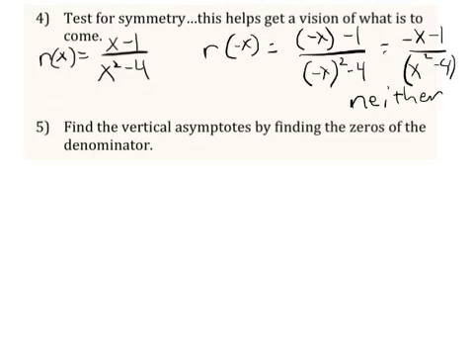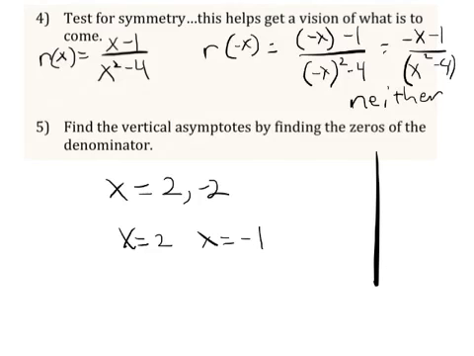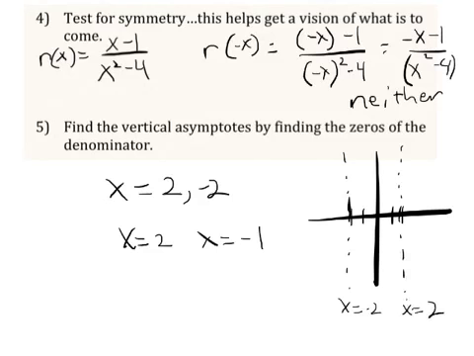Alright, so we're going to find the vertical asymptotes by finding the zeros of the denominator. Well, we already did that by finding the domain. We know that x equals 2 and negative 2. If you need to see that again, head back to the beginning of the video. But we also know then that our asymptotes are at x equals 2 and x equals negative 2. So later when we graph, we'll see at 2 and negative 2, vertical dashed lines representing our asymptotes.